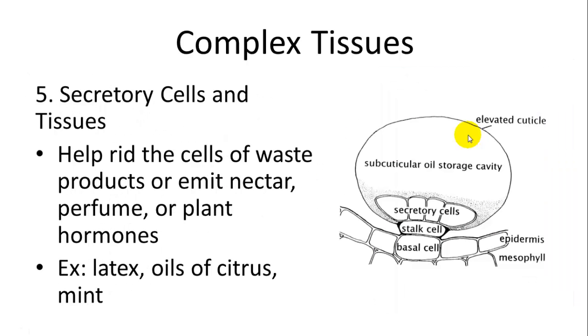Finally, we have secretory cells and tissues. These help get rid of waste products, may also produce things which attract pollinators, such as nectars or perfumes, and plant hormones can also be produced. Some examples include latex, the oils of citrus that give orange its orangey smell, or mints.